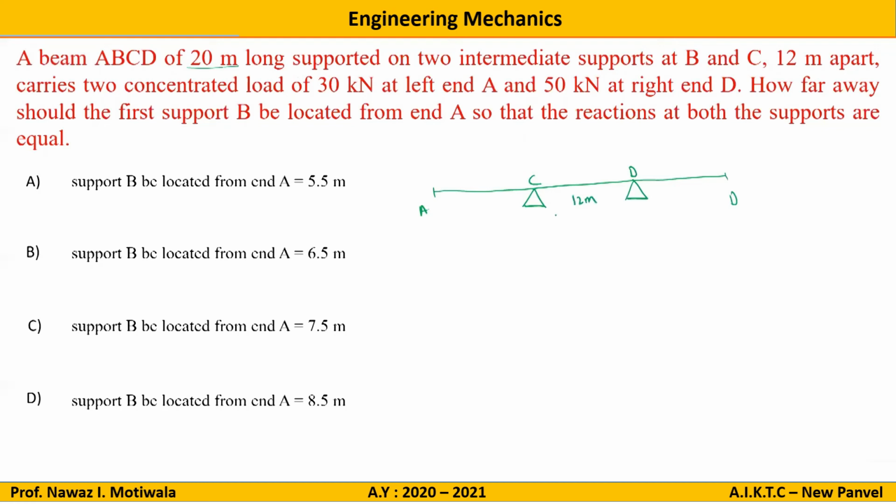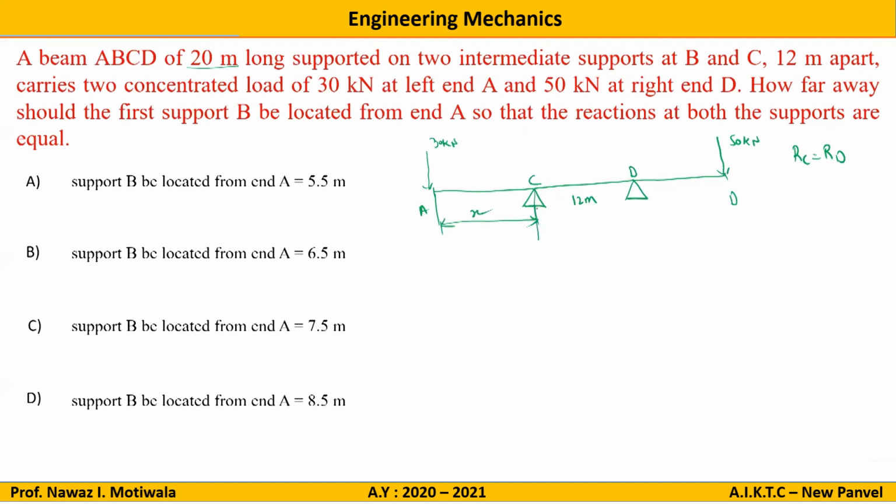It carries two concentrated loads: 30 kilonewton at left end A, and 50 kilonewton at right end D. How far away should the first support be located so that the reaction RB equals RC? What's the distance of this force? So let us assume that this distance is X.